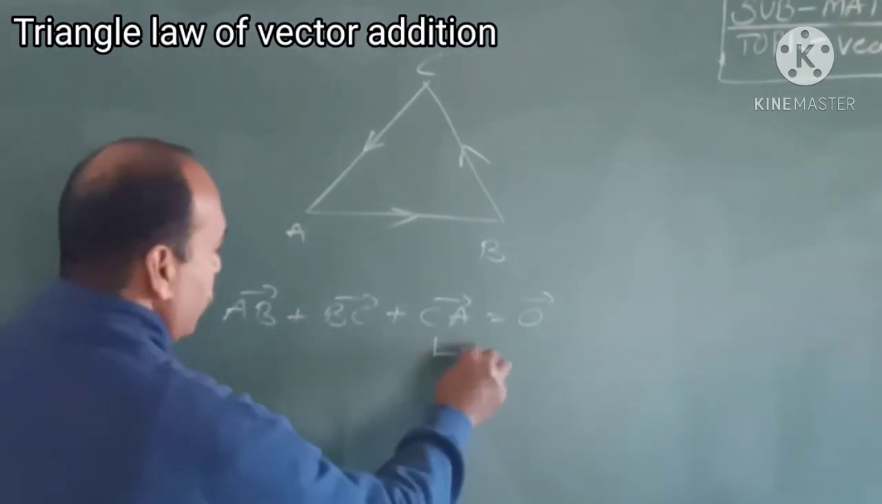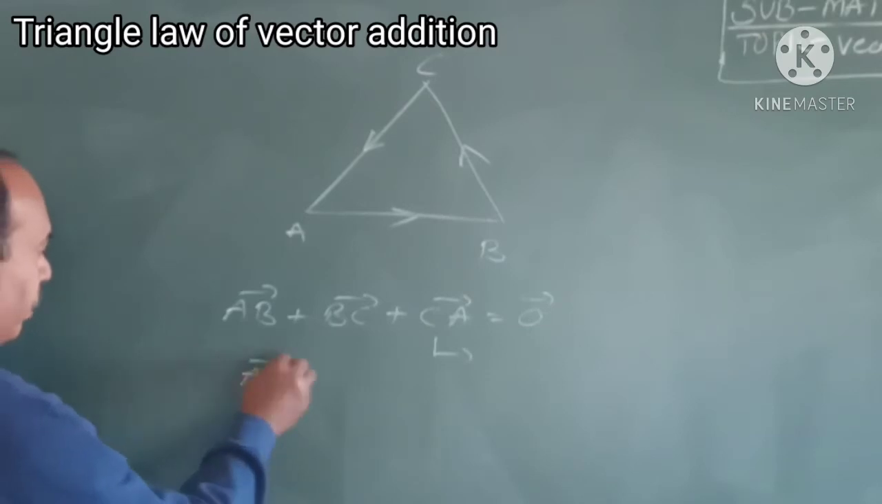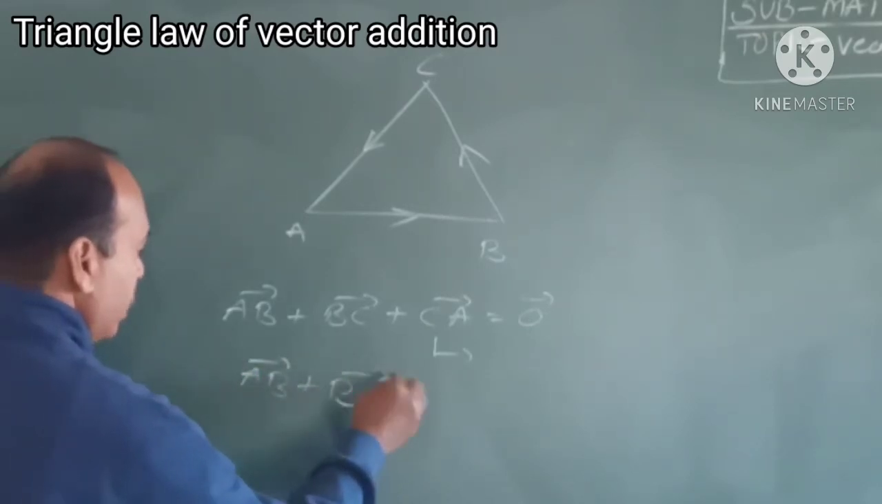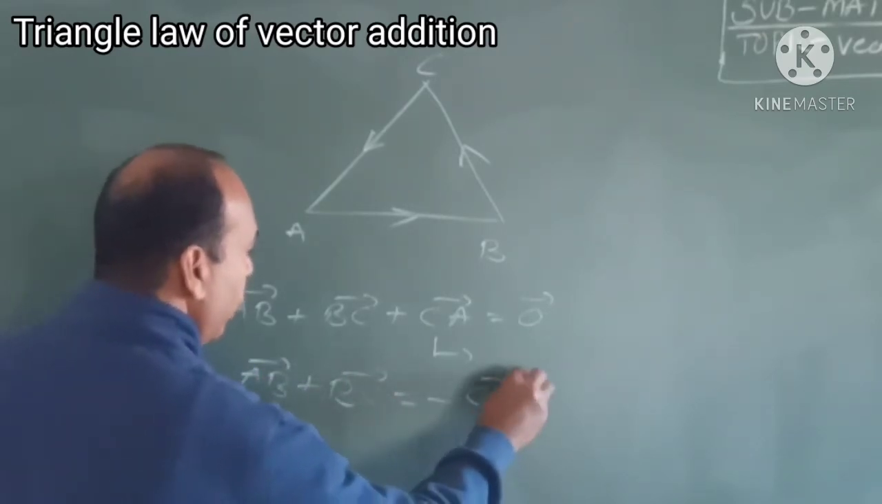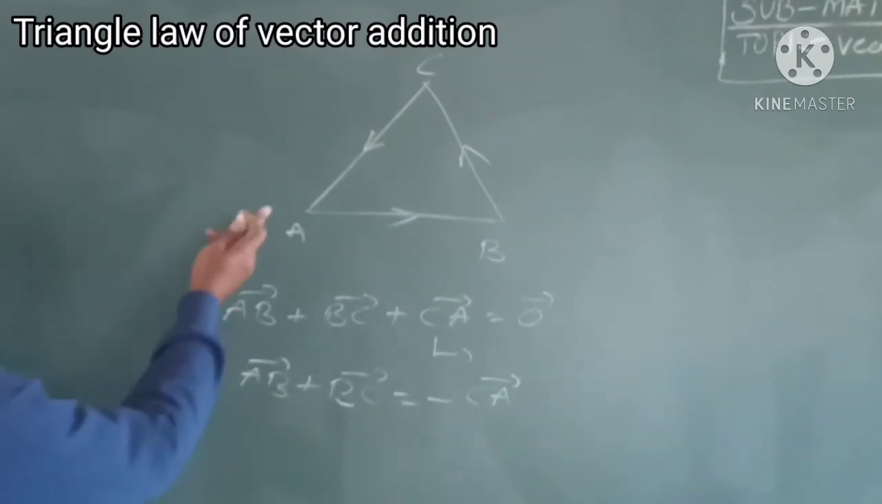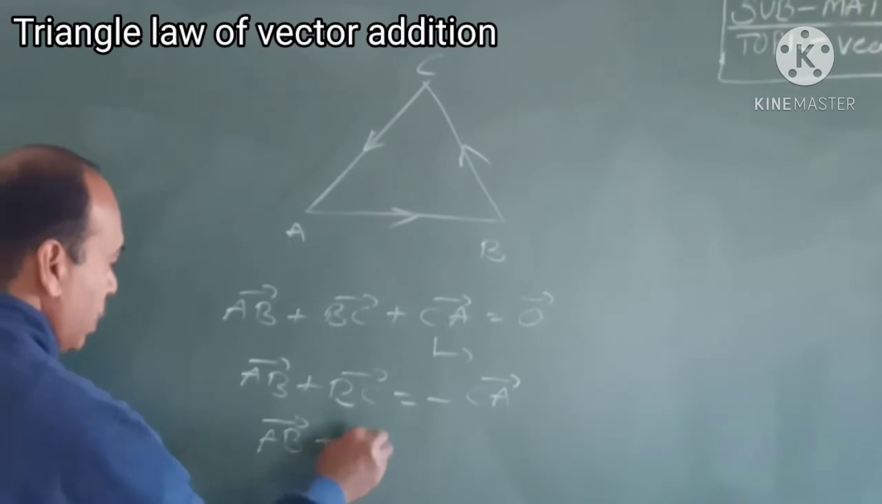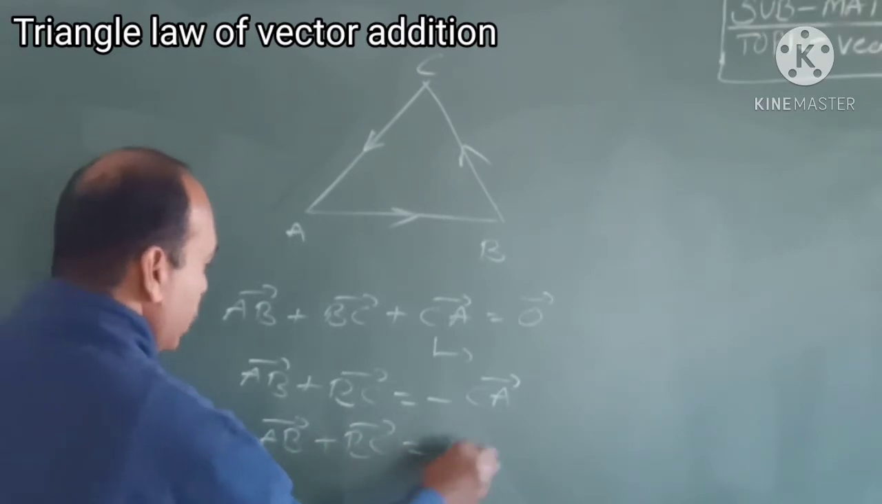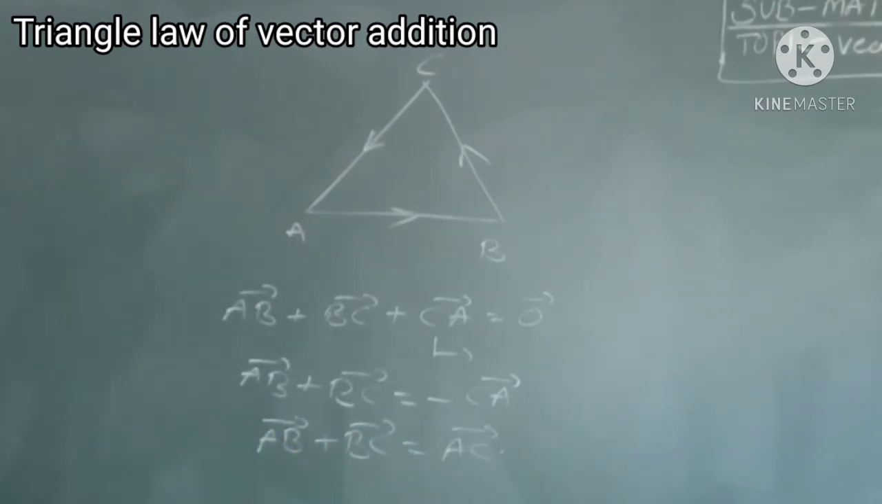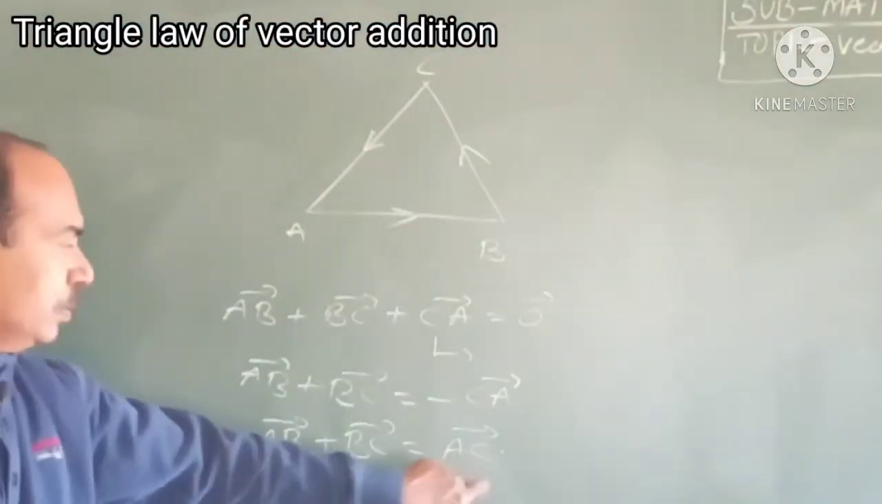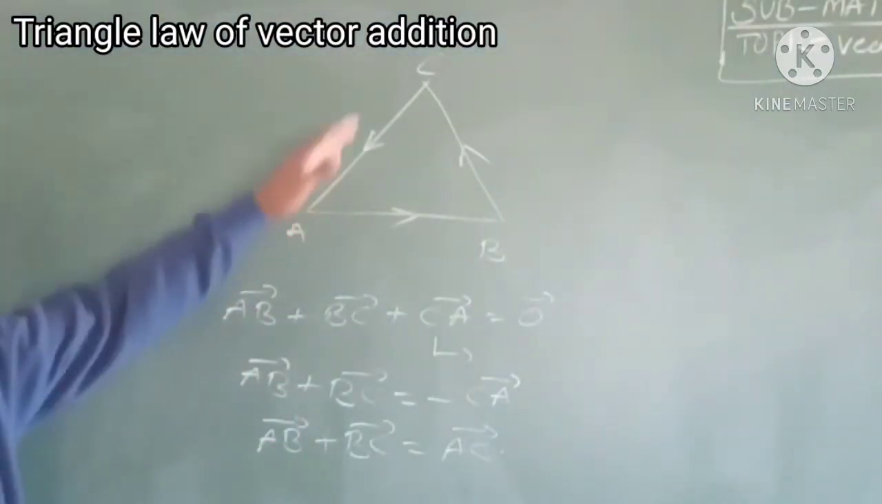So if CA is transferred to the right side, then AB plus BC is equal to minus CA, and minus CA is equal to AC. So AB plus BC is equal to AC. It means the sum of any two vectors is equal to the third vector, whose direction is just opposite to these two vectors.